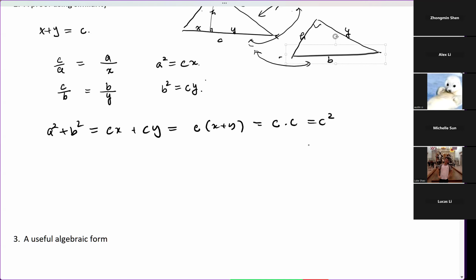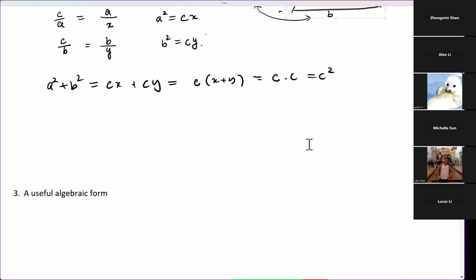Then I play with those numbers. We have a very interesting algebraic formula. This is the algebraic formula: A plus B squared is going to be A squared plus B squared.